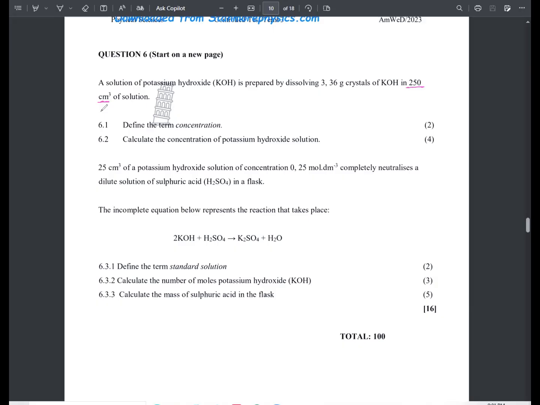So what is that? The amount of solute per dm cube of solution. Or others say per liter, right? Per dm cube, per liter, it's all the same thing because 1 dm cube is actually equal to 1 liter. The amount of solute per dm cube of solution. So straightforward like that. And then they say now, calculate the concentration of potassium hydroxide solution.